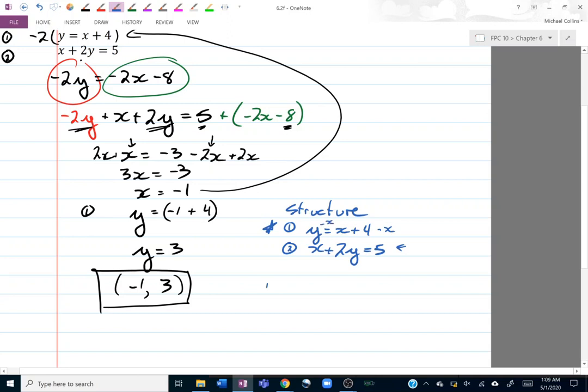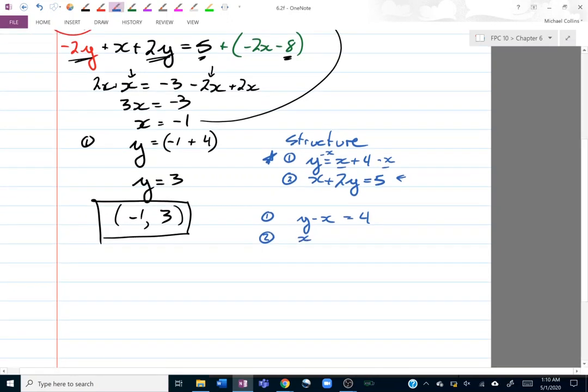and I end up with, for equation 1, y minus x is equal to, my positive and negative cancel, 4, and then for equation 2, I've got x plus 2y is equal to 5. My x's and my y's don't line up, so I'm just going to reorder them. Equation 1 in proper standard form has my x term first. It's not positive in this case, but since we want to get rid of those x terms, we're going to leave it as negative. So it's almost proper standard form. X plus 2y is equal to 5.